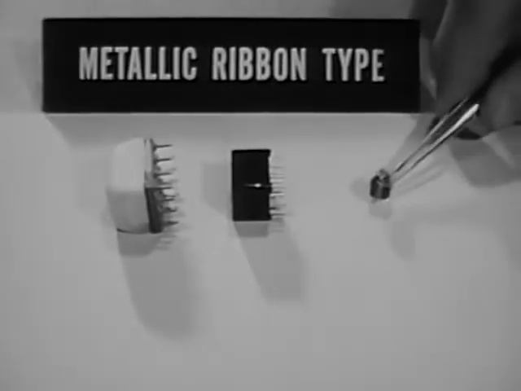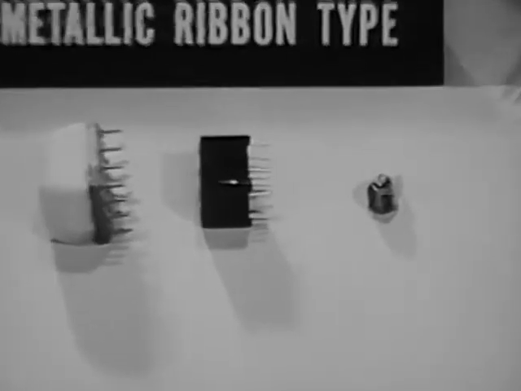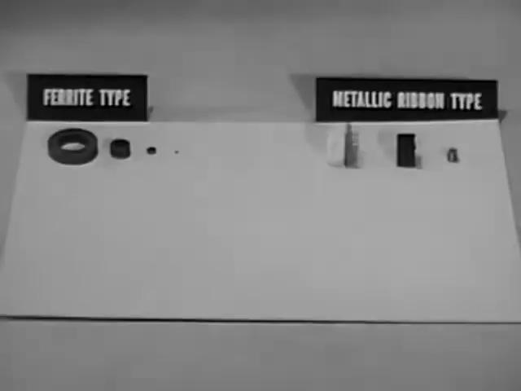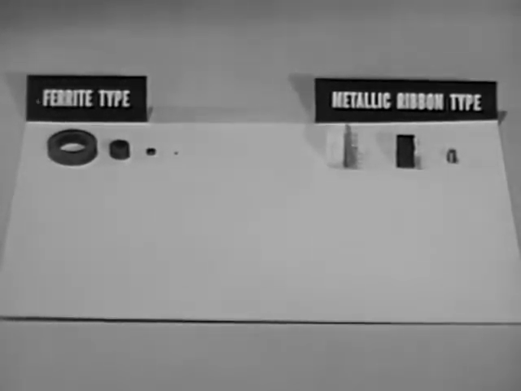The metallic ribbon type consists of a non-magnetic spool wound with a thin ribbon of highly magnetic alloy. This type is used in operating circuits of ADP systems. Both types of magnetic cores are remarkably adaptable to the language of data processing.